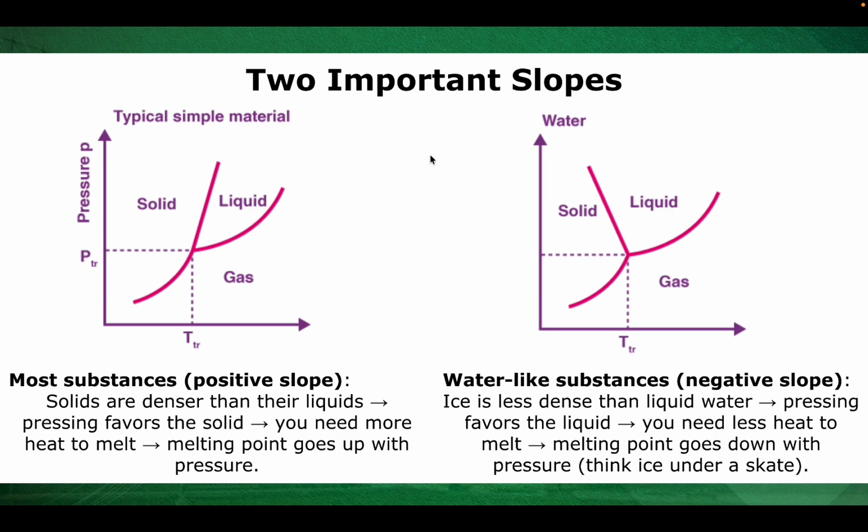However, if you have water, it's usually a negative slope. I want you to remember that ice is less dense than liquid water. Therefore, increasing the pressure favors the liquid. That's why you need less heat to melt water. So the melting point goes down with pressure.